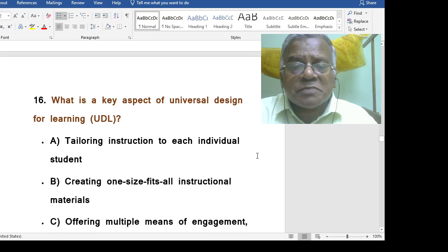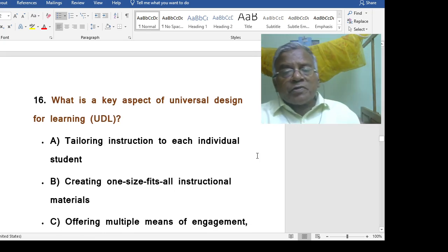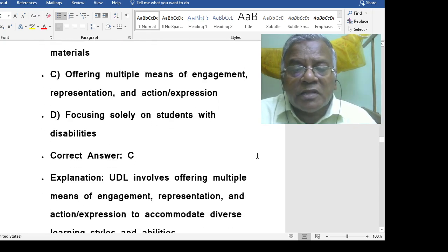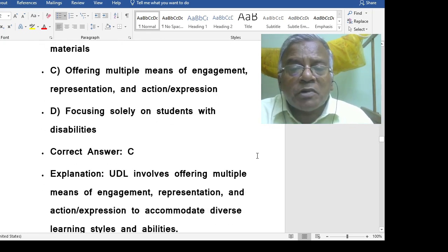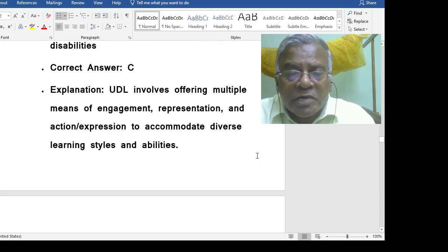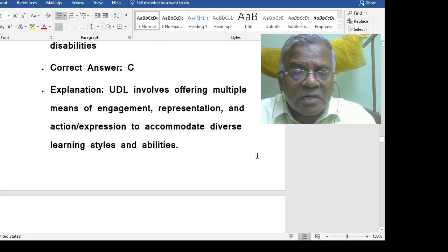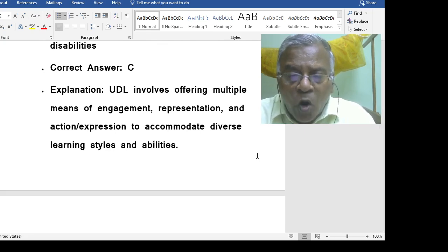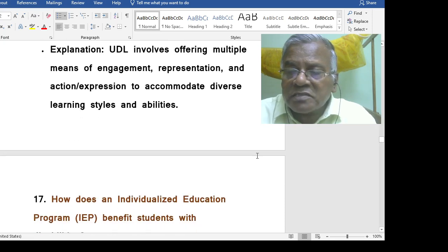What is a key aspect of universal design for learning, UDL? That is offering multiple means of engagement, representation, action and expression. UDL involves offering multiple means of engagement, representation, and action and expression to accommodate diverse learning styles and abilities.